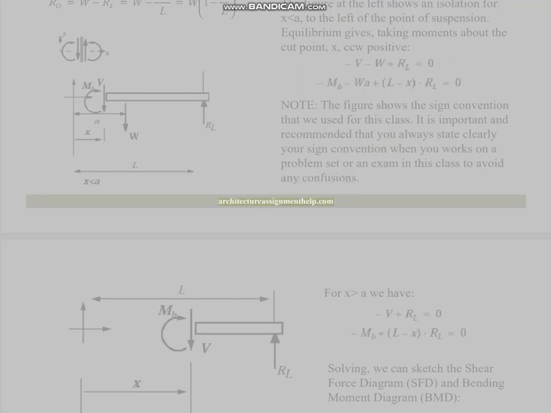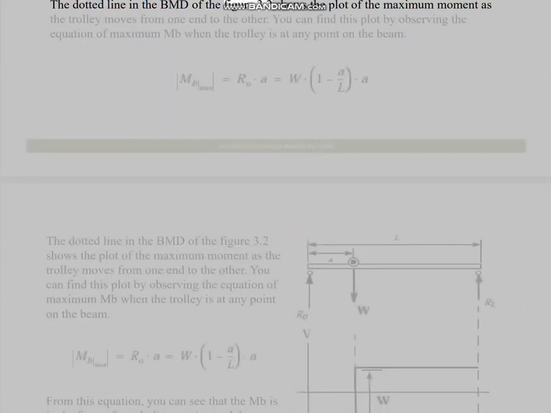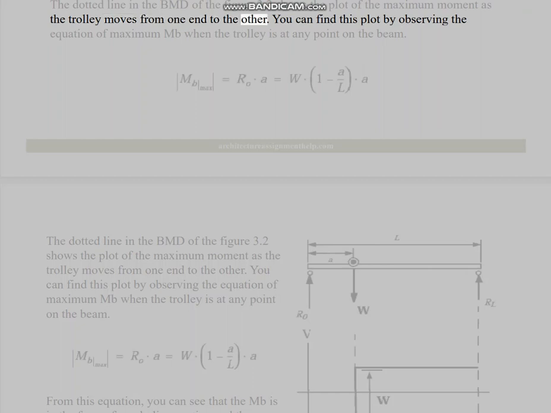For x greater than a, we have, solving. We can sketch the shear force diagram, SFD, and bending moment diagram, BMD. The dotted line in the BMD of the figure 3.2 shows the plot of the maximum moment as the trolley moves from one end to the other. You can find this plot by observing the equation of maximum MB when the trolley is at any point on the beam.